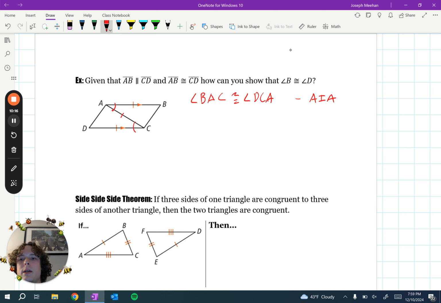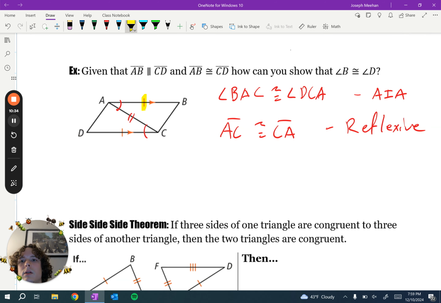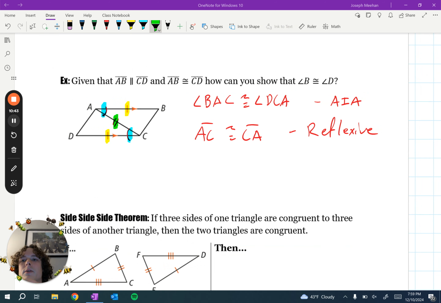Something else we can note here is that AC can be congruent to itself because of the reflexive property. So let's say AC is congruent to CA because of the reflexive property. If those things are true, we can see that we have a side, an angle, and a side. So these two triangles are congruent because of side, angle, side. Let's write that down. Triangle ABC is congruent to triangle, what do we say? CDA because of side, angle, side.